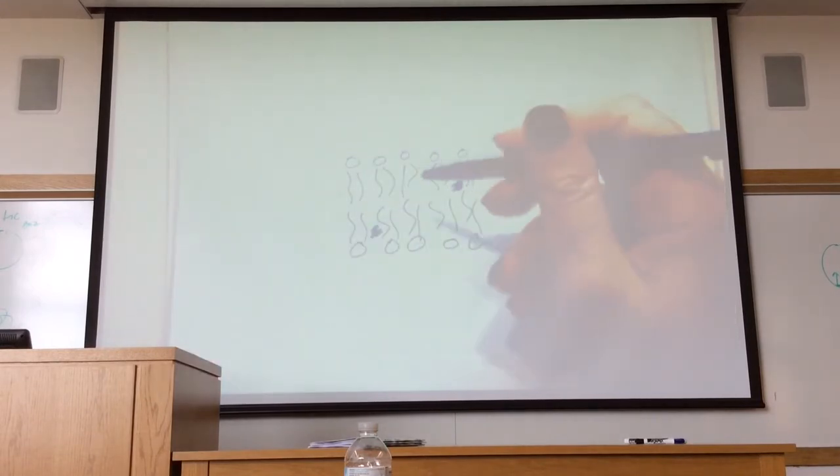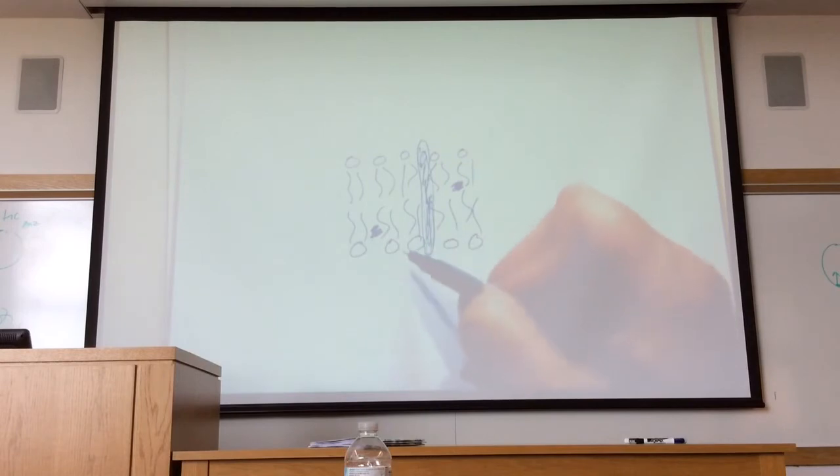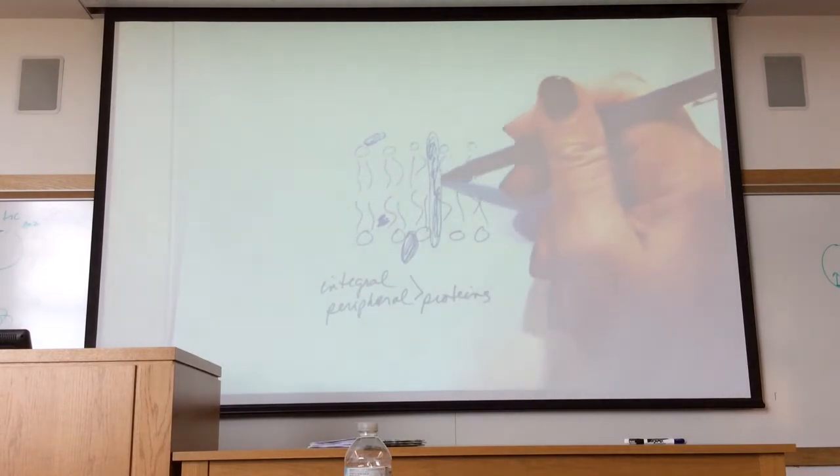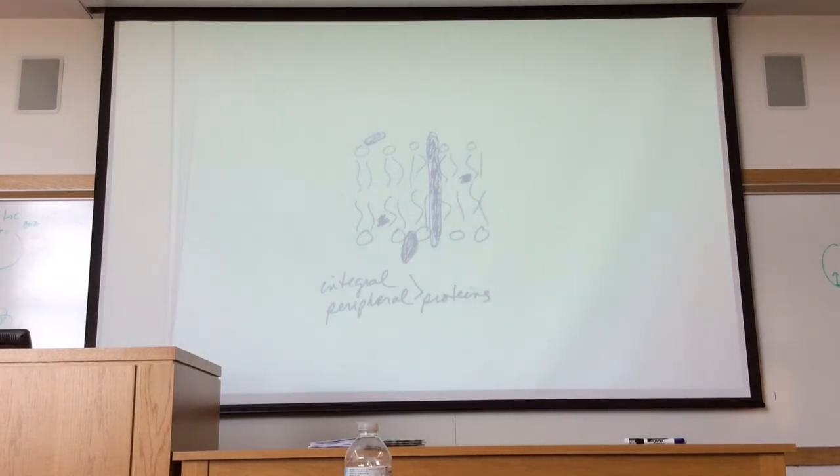There are proteins. The integral proteins span the whole entire phospholipid bilayer, and the peripheral proteins are just on one side or the other. So you have integral and peripheral proteins. Integral proteins are usually channels or carriers to get things across, and peripheral proteins are usually enzymes or receptors.